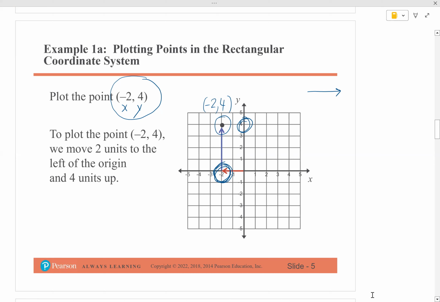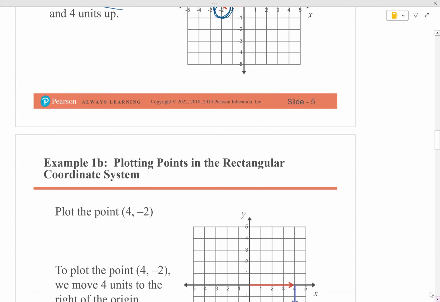Not too bad. Then again, as they use this word over and over, the origin is just where the x and the y axes meet. It's just the ordered pair 0, 0. You don't move anywhere left or right. You don't move anywhere up or down. It's just right there at the origin.